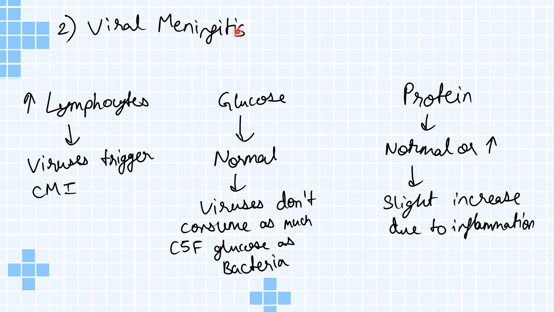Why in viral meningitis? In viral meningitis, lymphocytes predominate because viruses trigger cell-mediated immunity. Glucose remains normal because viruses do not consume CSF glucose significantly. Proteins remain normal or slightly elevated due to mild inflammation.